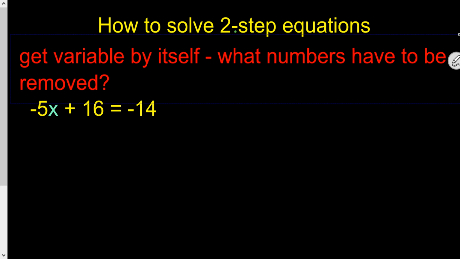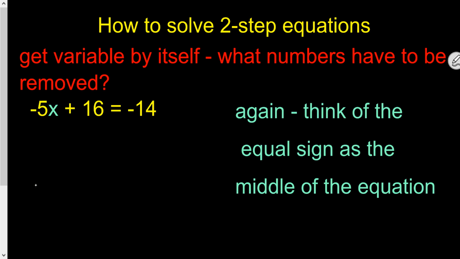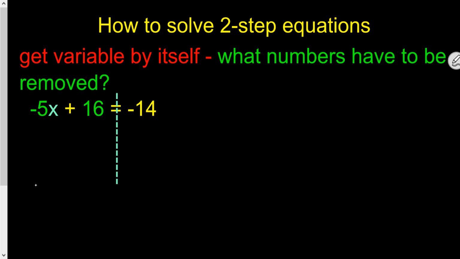So what happens next? Well, what are the numbers that you have to get rid of? If you think of the equal sign as the middle of the equation, you could kind of draw an imaginary line right through that equal sign, and that separates it into the left side and the right side. The variable right now is on the left side, so that means that we've got to get rid of the 5 and the 16. Those are the numbers that we have to get rid of. They're on the same side of the variable.